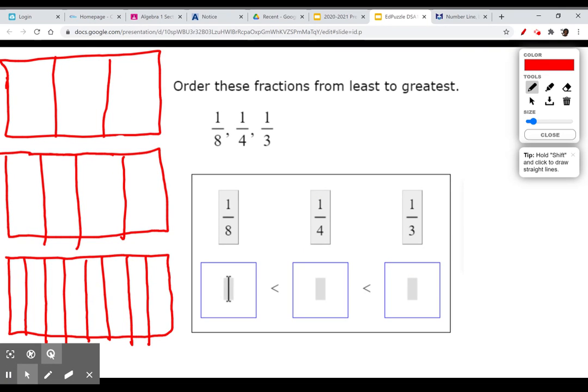Okay. Now it's your turn. You're going to order these fractions from least to greatest. To make it a little bit easier for you, I have already drawn out 3 models for thirds, fourths, and eighths for you to compare.